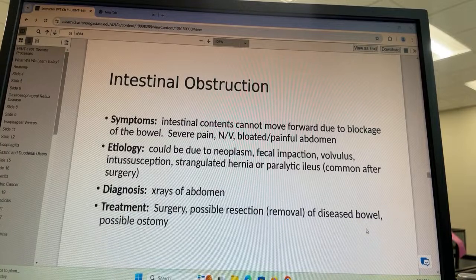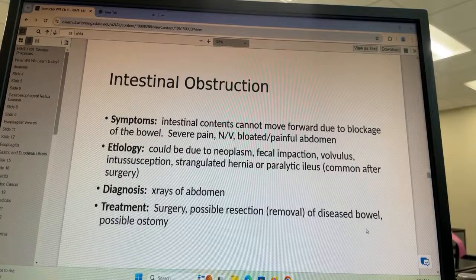It might take a couple days for your intestines to wake up and then again start working and flushing things out. So it's not a blockage, so to speak. It's just that the intestines have taken a break. Sometimes that can also happen from some narcotics, like opioids can cause problems with paralytic ileus as well.